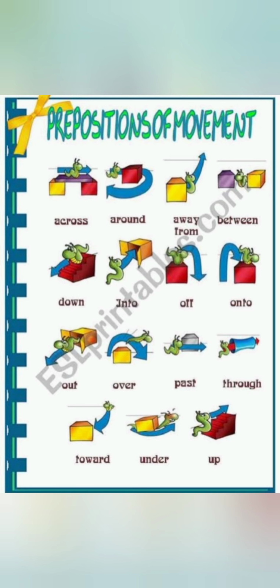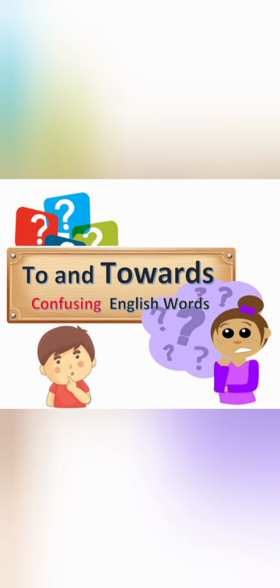There are a number of prepositions that tell us about the movement and direction of any object. Prepositions that talk about people and objects moving from one place to another come under this category. Now we will learn about each and every preposition in detail. Our very first confusing words are to and towards. We are usually confused between these two.